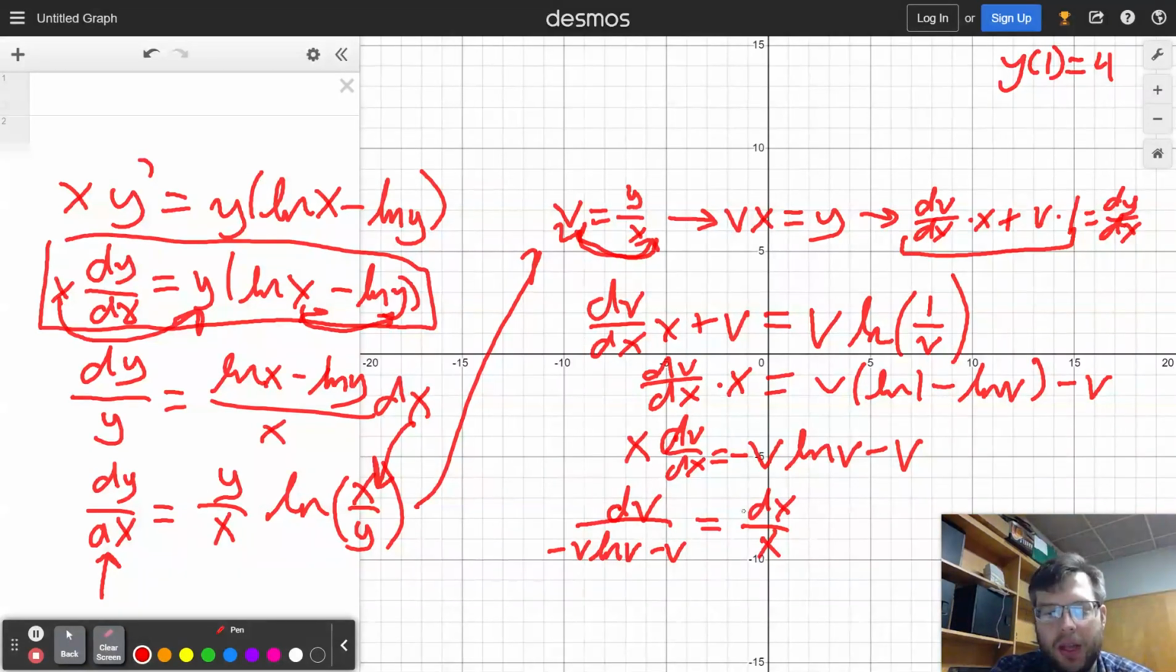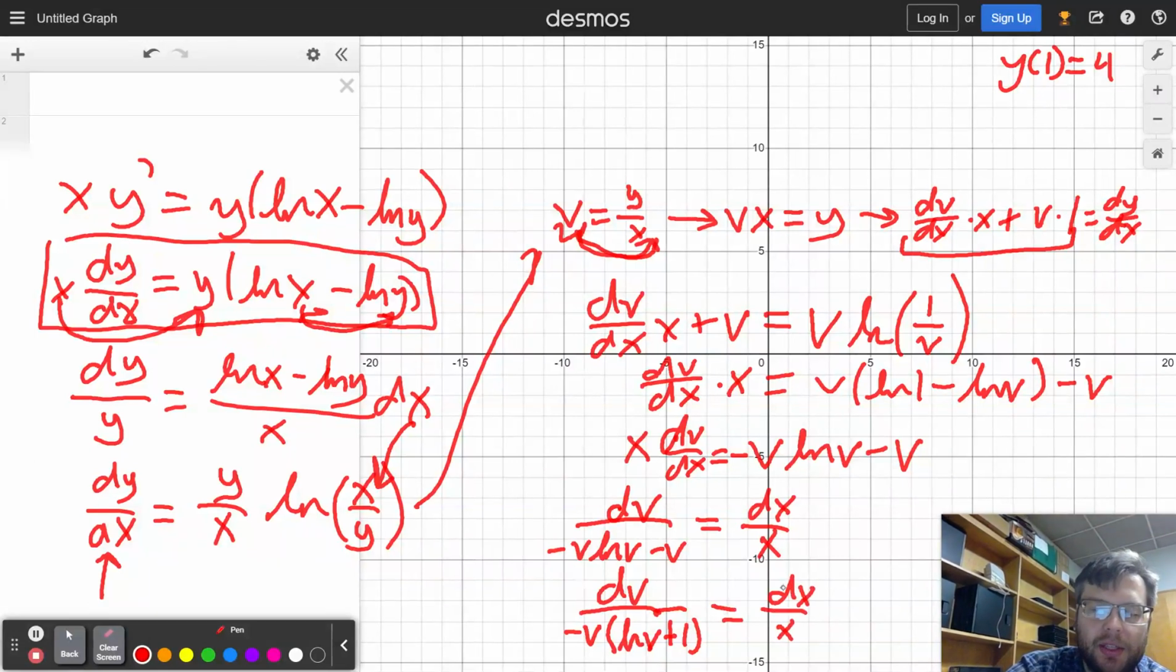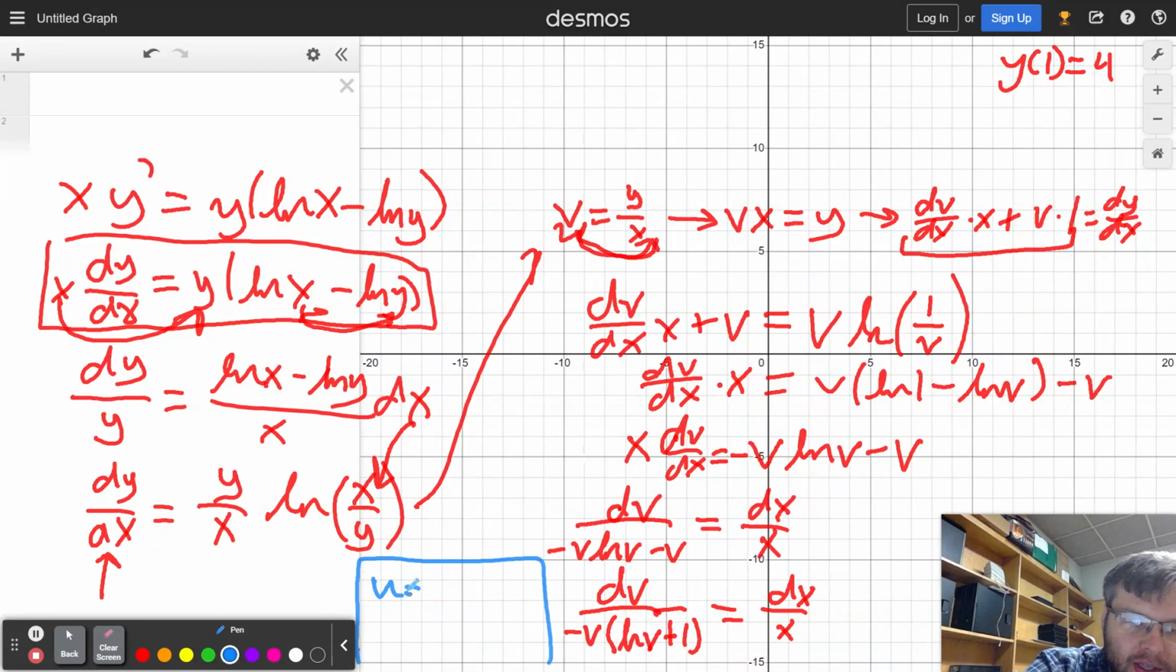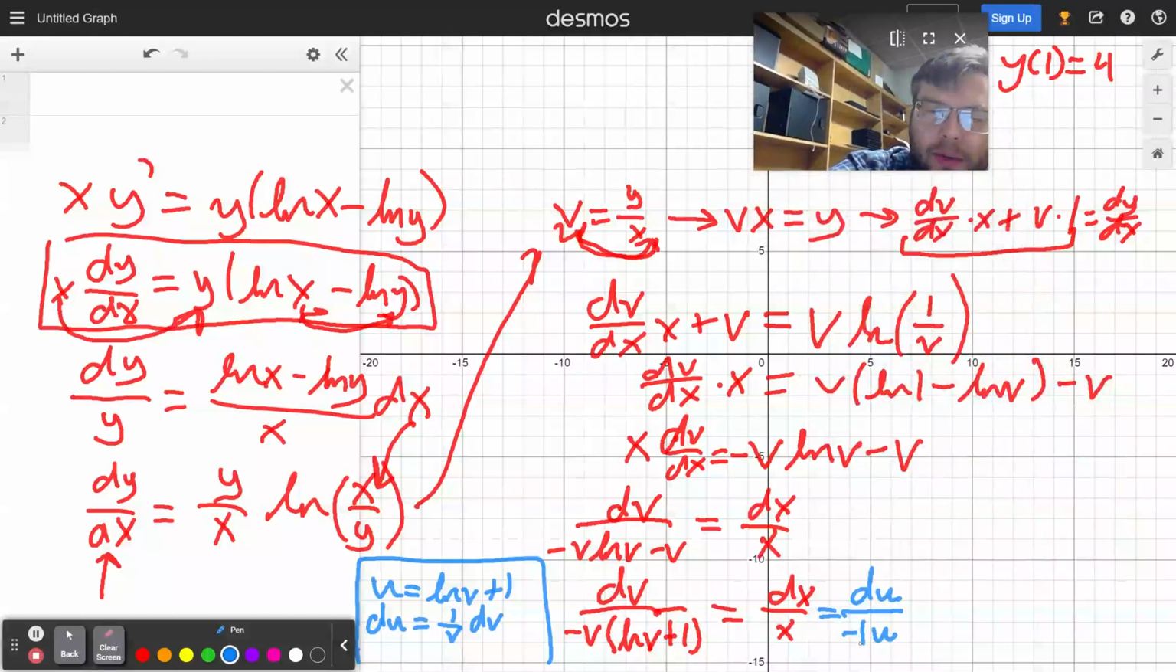So the left side can be solved by using a substitution. So let's rewrite the left side as negative v times natural log of v plus 1. The right side is just going to be a natural log when I do its integral. So to solve the left side's integral, I just do a u substitution. I know we have a dizzying amount of letters here. u is natural log of v plus 1, so du is just 1 over v dv. So that's going to take care of that v right there. So the integral on the left-hand side becomes du over, cancel the v, so negative 1 over u.